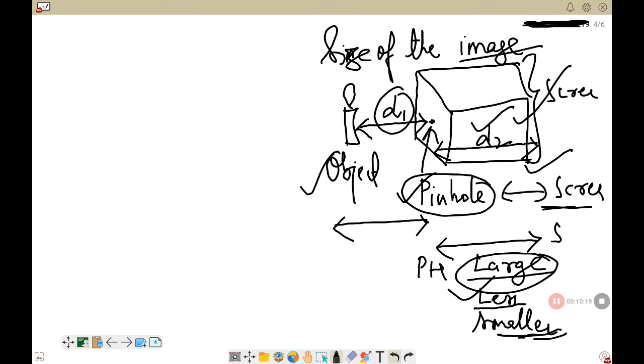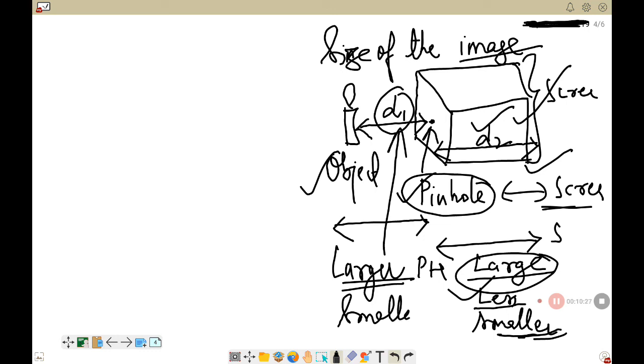So here it is just the opposite. If this distance is larger, what will happen? The size of the image will be smaller. So if the distance between the pinhole and the screen is large, you will have a larger image. But if the distance between the object and the pinhole is large, what will happen to the size of your image? It will decrease. So this is how the size of the image formed by a pinhole camera depends. Understand? Okay, so the next topic that you have is shadow.